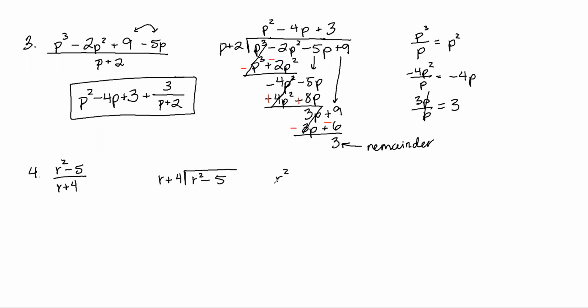r squared, first term divided by first term, gives us r. Then if we multiply, r times r is r squared. r times 4 is 4r. But if you notice, this minus 5 doesn't have an r. So these aren't like terms, we can't combine them. So what we have to do here is fill in what we call a missing term. So I'm just going to erase this. We'll start over. We're going to fill in missing terms.